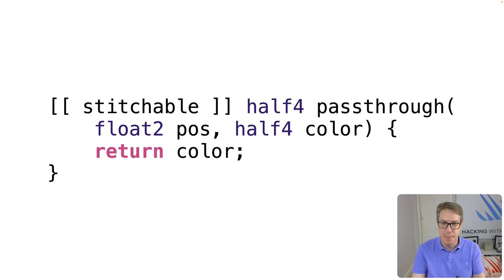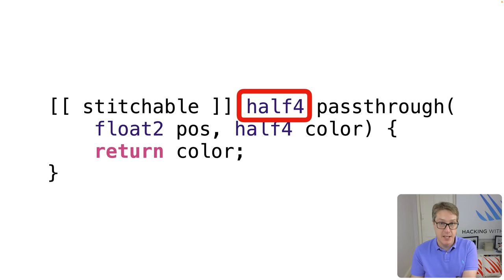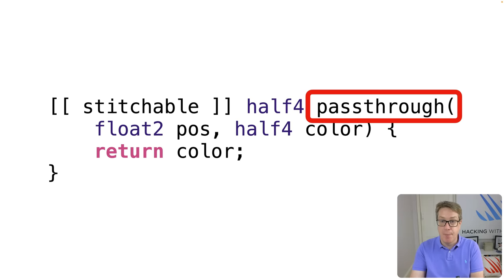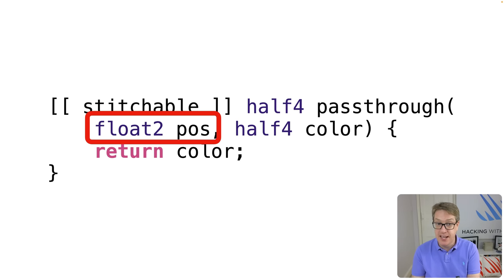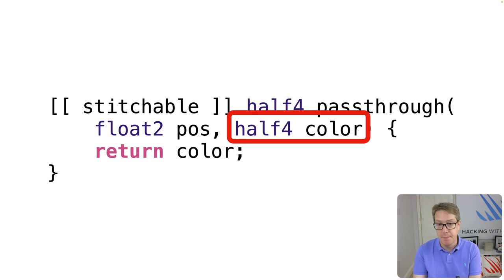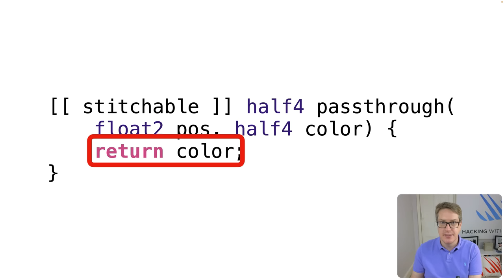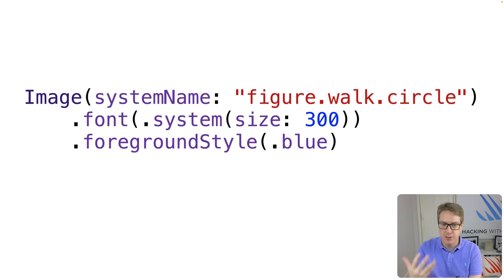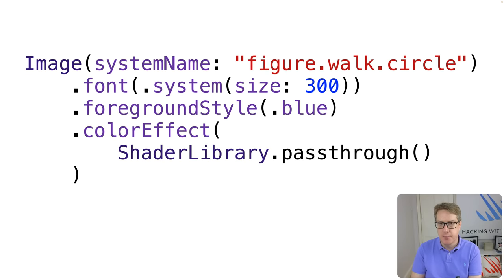It's a pass-through function here. As you can see, it returns a half4. Here's the new color to render this particular pixel. Our function is now called passthrough rather than name. It's a much better name for a shader. You can see it takes a float2 of the position, the X and Y coordinate we're working with right now for this particular pixel, plus a half4 for its current color. And all we say is, take that current color and send it back. Do nothing to it. And remember, our current SwiftUI code is this. We're saying figure walk circle, nice large font, blue foreground style. We're going to add to that the color effect modifier.